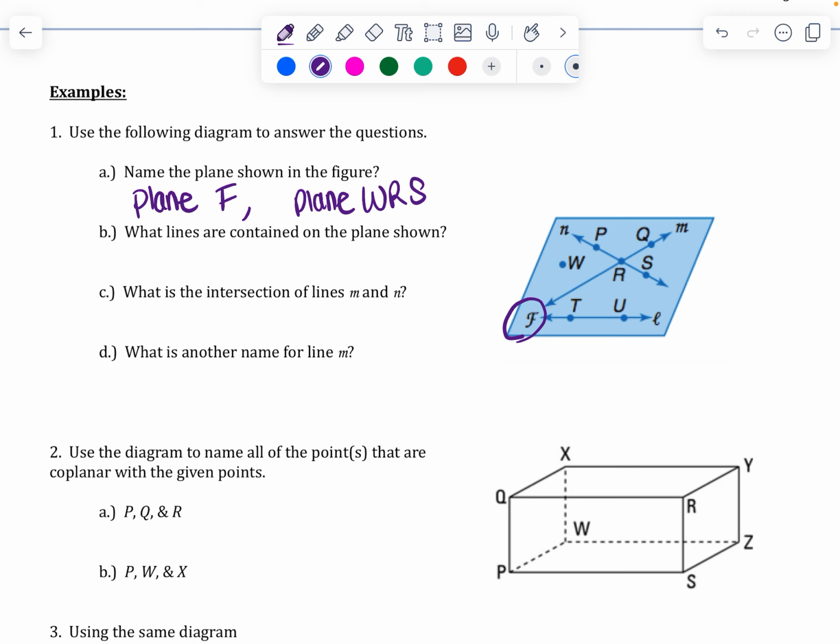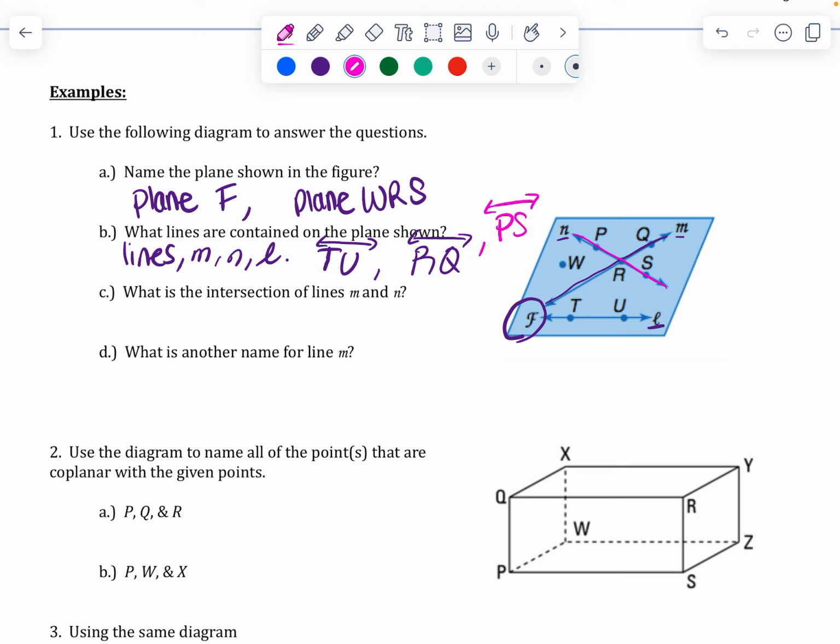What lines are contained on the plane shown? We have 3 lines. You could use the little letters N, M, and L. So lines M, N, and L. Or you could label the lines using the points. For example, you could say line TU, and then you do the line symbol above it, which goes in both directions. Line PR or RQ. That's this line right here. And then this line would be PS, with the line symbol above it.